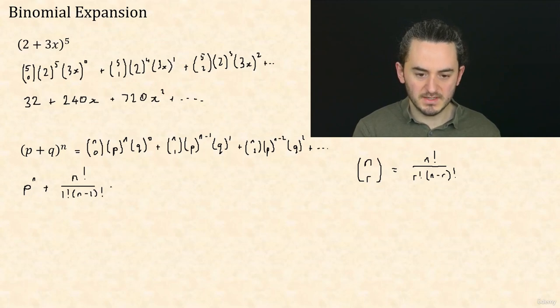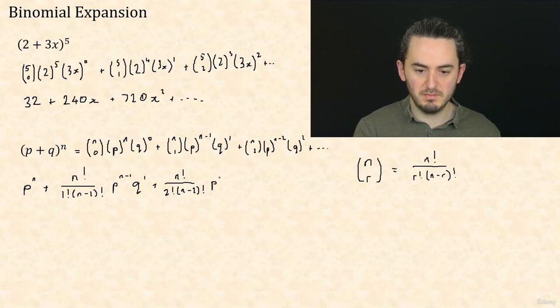And then I've got that times p to the n minus 1 and q to the 1. And then n choose 2 is n factorial over 2 factorial times n minus 2 factorial. And that's times p to the n minus 2 q squared, and so on. So what can we do with these?